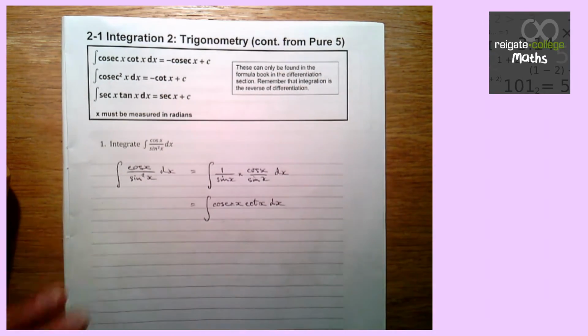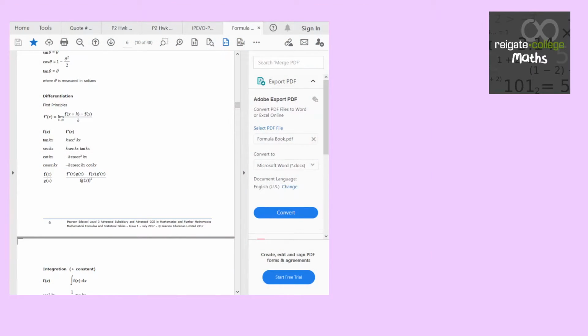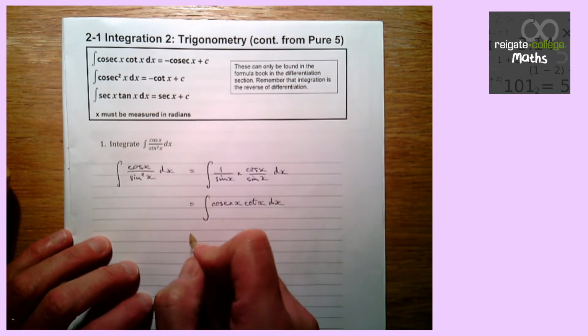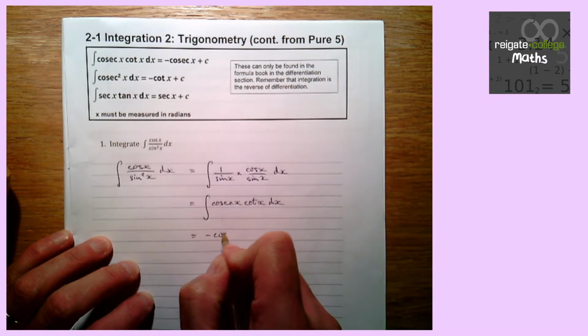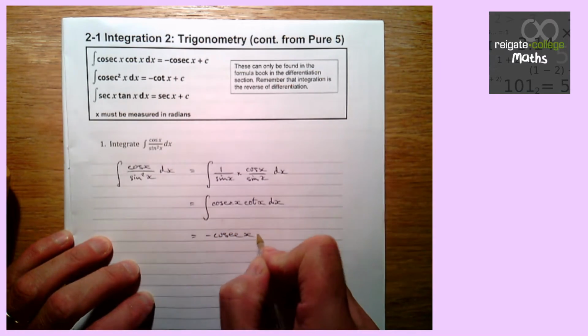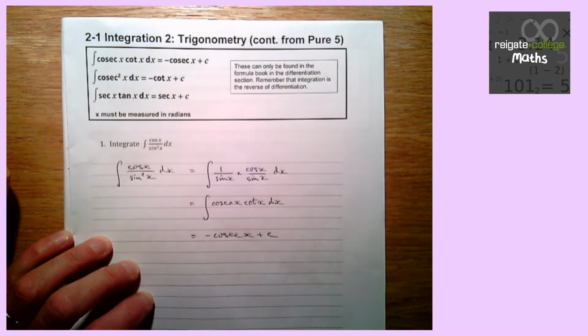And then we can see by going to our formula book, let's turn back to that again, that if we integrate cosec x cot x, well, if we differentiate cosec x we get minus cosec x cot x. So if we integrate cosec x cot x, we're going to get minus cosec x. So this is minus cosec x plus c.